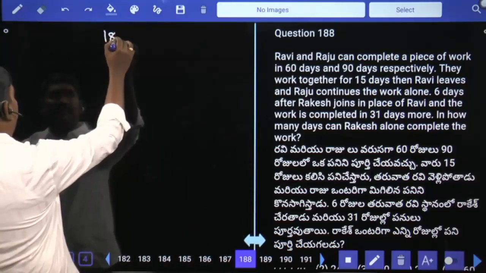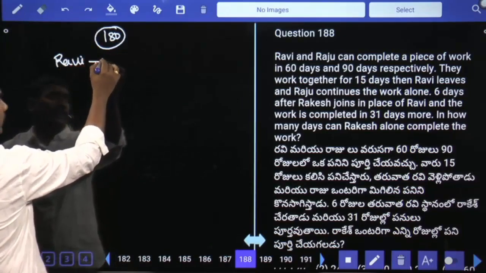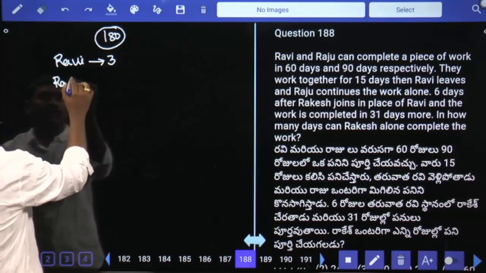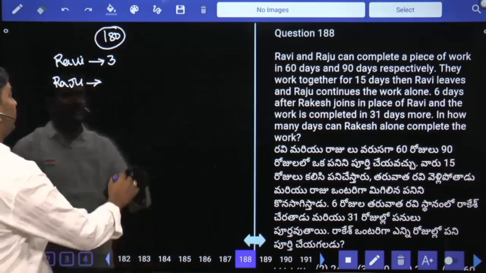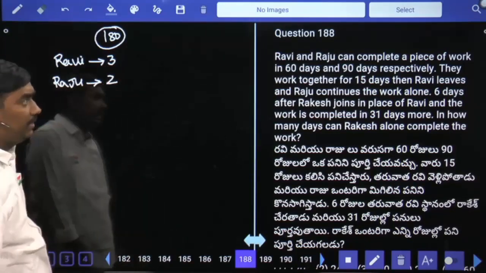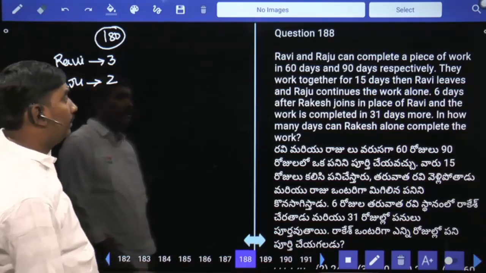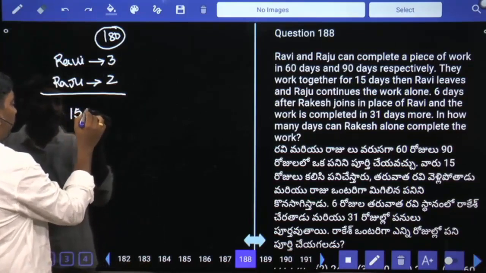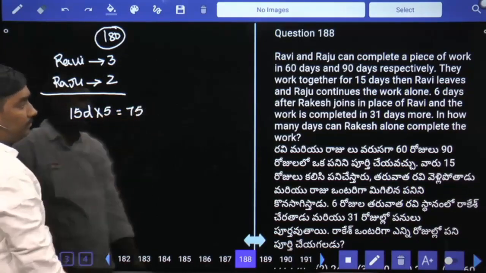60, 90 LCM is 180 units. Ravi does 180 units in 60 days, per day 3 units. Raju does 180 units in 90 days, per day 2 units. Ravi and Raju work together for 15 days. In one day 5 units. In 15 days they together can do 75 units.